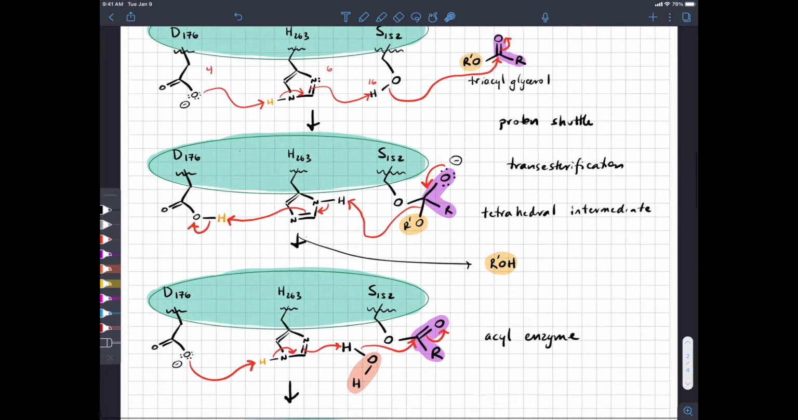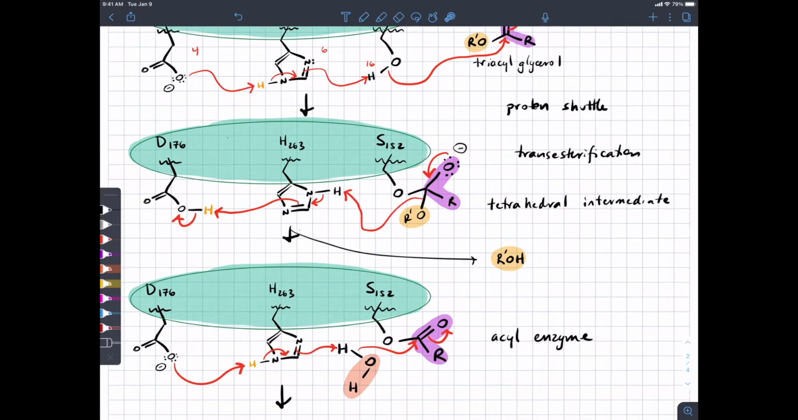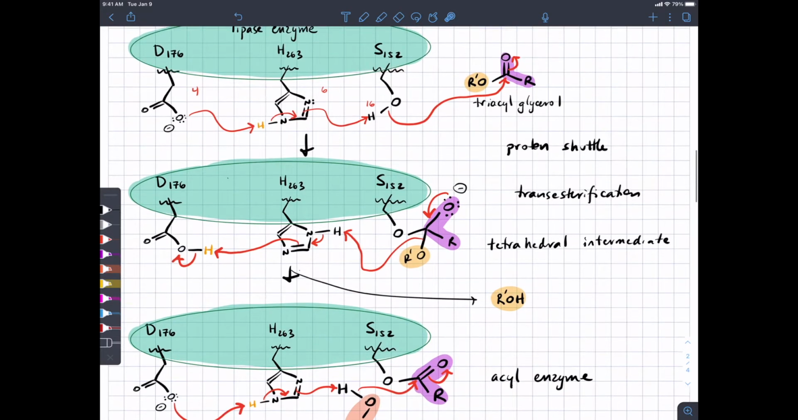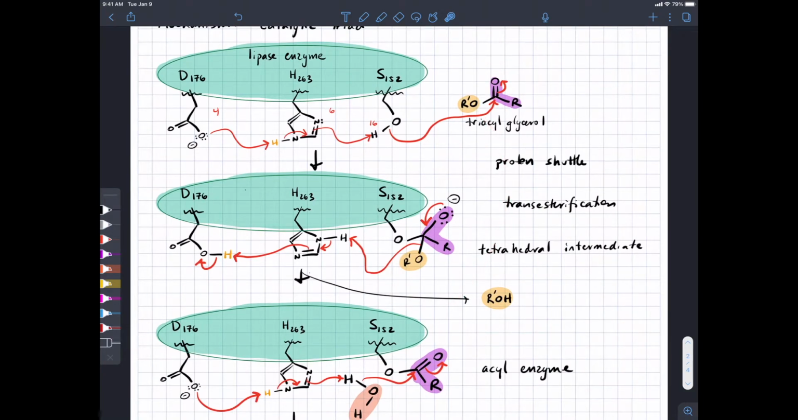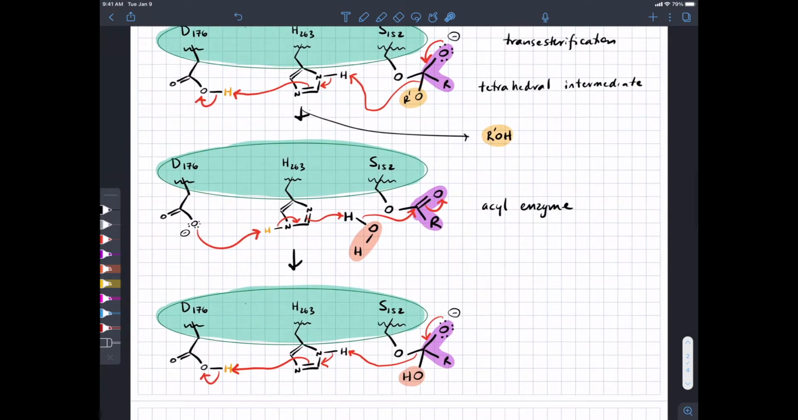In any case, we get the familiar tetrahedral intermediate, negatively charged oxygen, and we're going to kick off this OR group from glycerol as our leaving group, but as it leaves, it's going to pick up a proton from histidine, which is going to pick up a proton from aspartate. So over the course of these two steps of the reaction, we have used these two residues to shuttle a proton back and forth to get a nucleophile to be more nucleophilic and to get a leaving group to be a better leaving group.